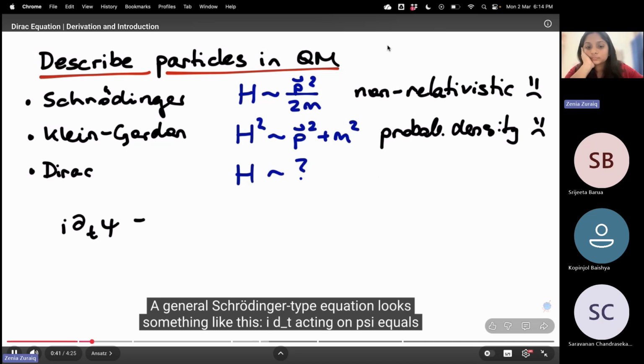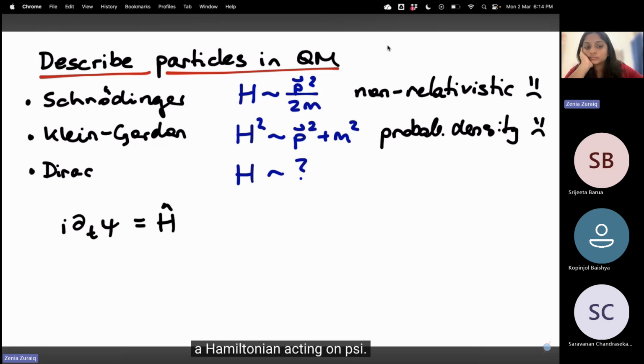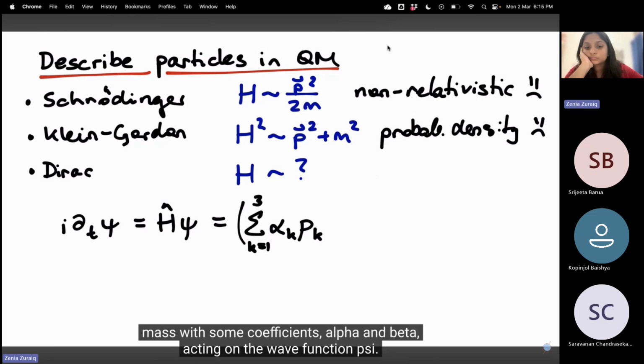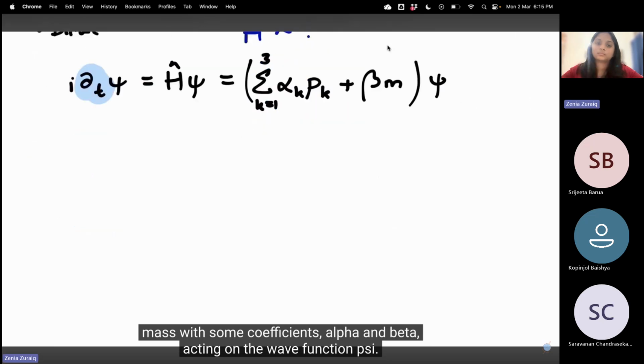i ∂t acting on psi is a Hamiltonian acting on psi. And for this Hamiltonian, we make the following ansatz. We assume that there is momentum and mass with some coefficients alpha and beta acting on the wave function psi.